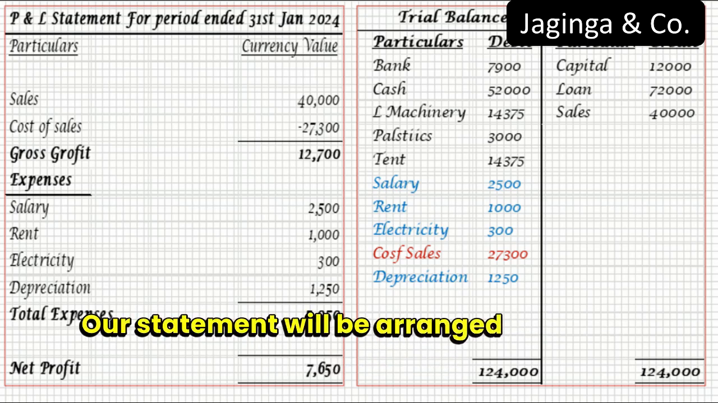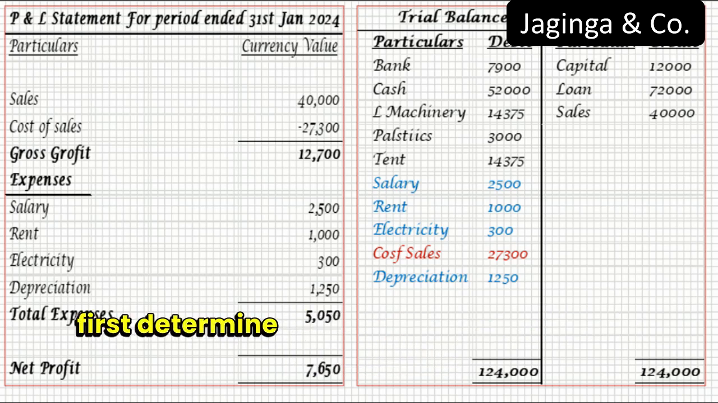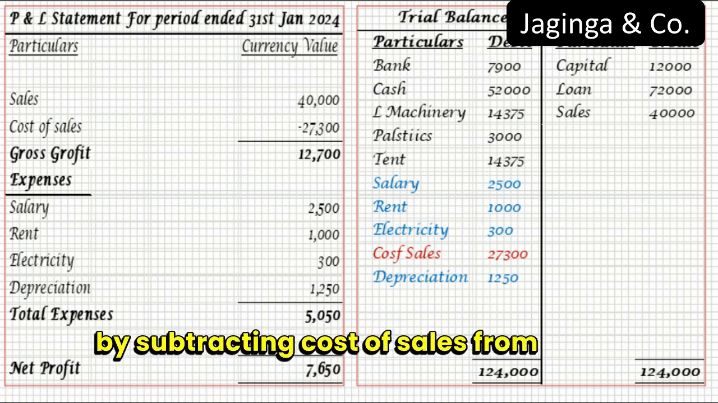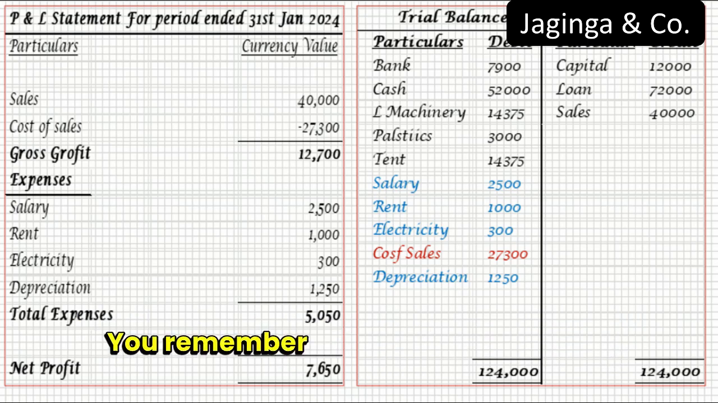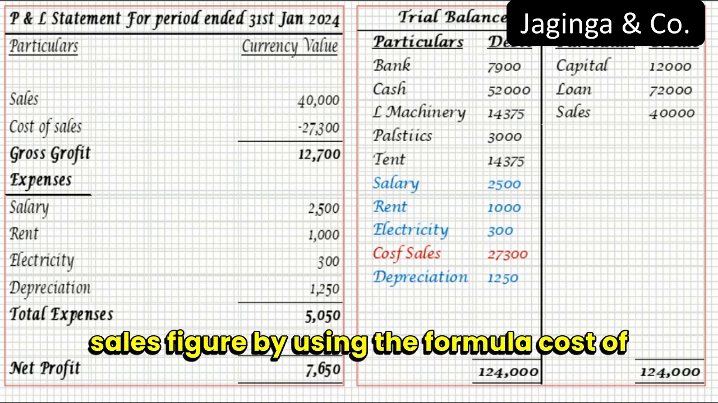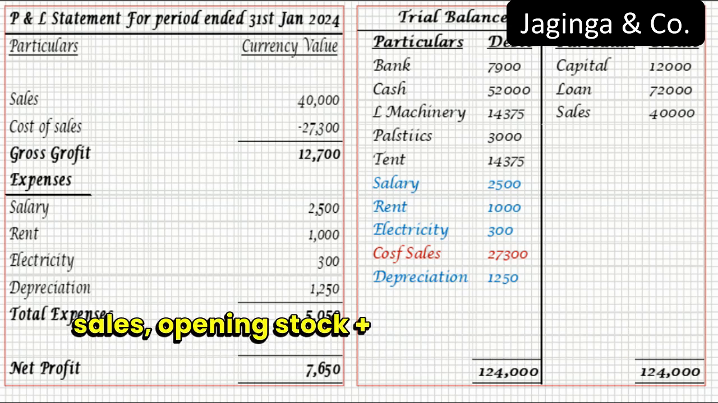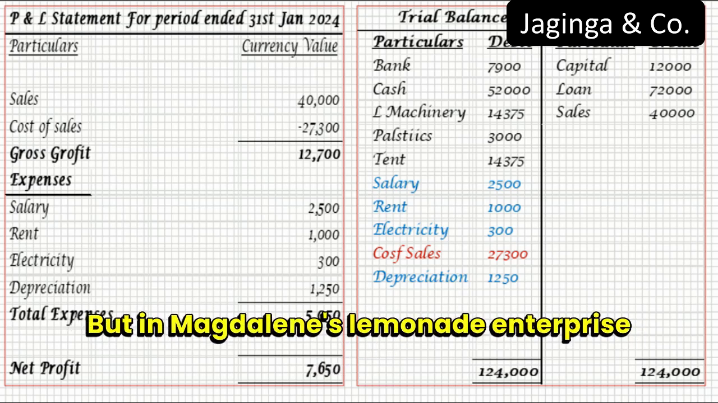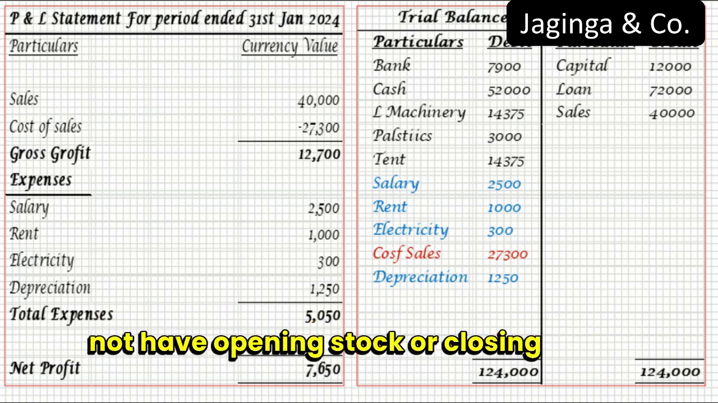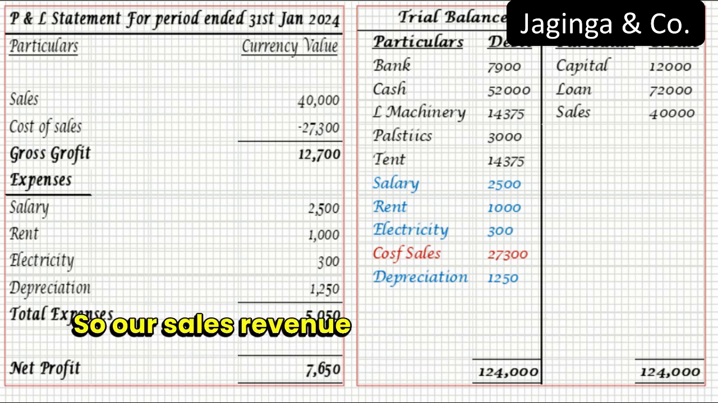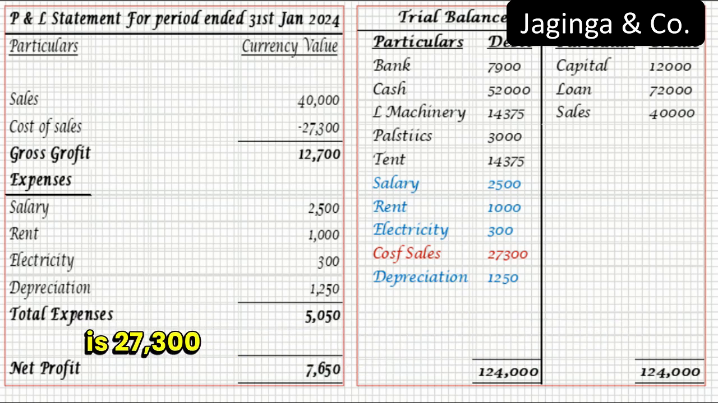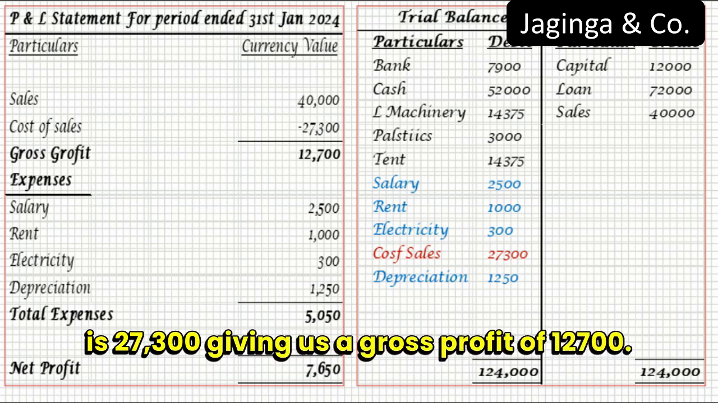Our statement will be arranged vertically, and we will first determine gross profit, which is the profit we get by subtracting cost of sales from sales. You remember how we got the cost of sales figure? By using the formula: cost of sales equals opening stock add purchases less closing stock. But in Magdalene's Lemonade enterprise, we did not have opening stock or closing stock. So our sales revenue is $40,000 and our cost of sales is $27,300, giving us a gross profit of $12,700.